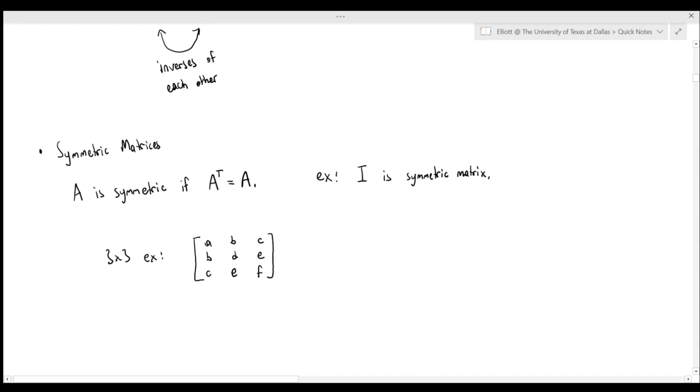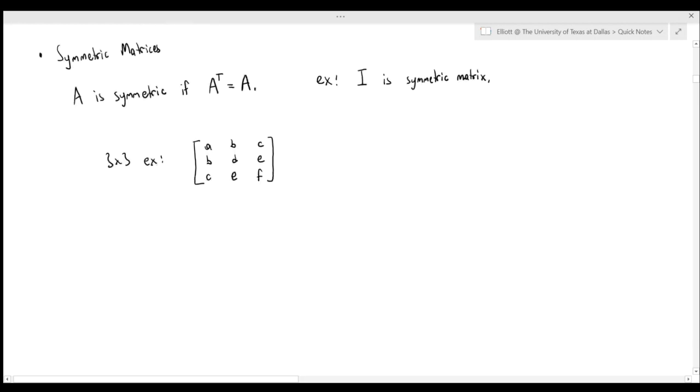All right. So now finally, I was going to talk about the LDL transpose factorization. That factorization only applies to the situation where you have a symmetric matrix.